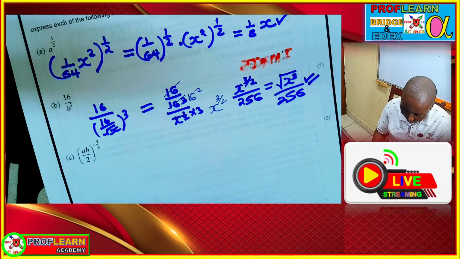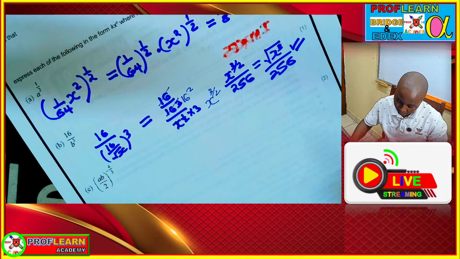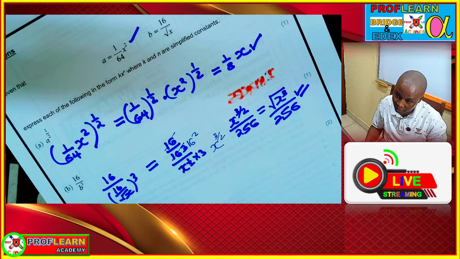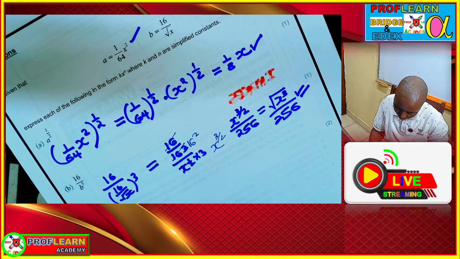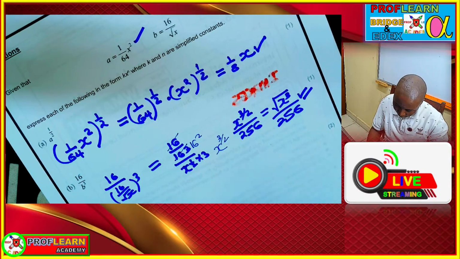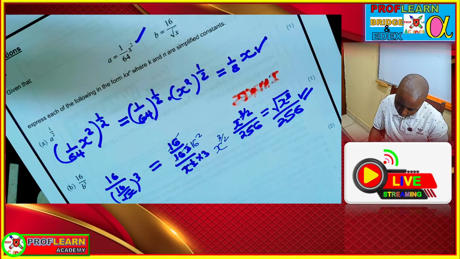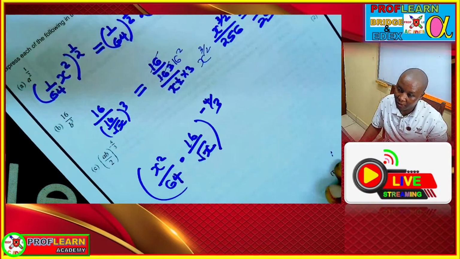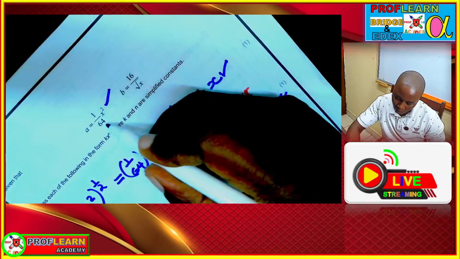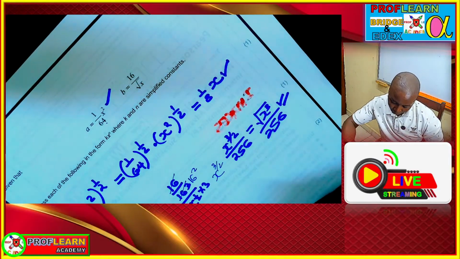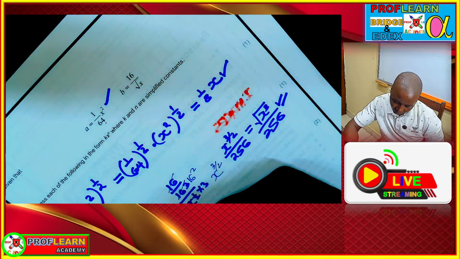So next we are having AB. Remember A is this that we are having here, 1 over 64 x squared. So we are going to multiply that, x squared over 64, by B, which is 16 over root x. Then everything is raised to power negative 4 over 3. Because it's AB, we multiply these two terms together. Once we have multiplied that, we raise to the power negative 4 over 3.